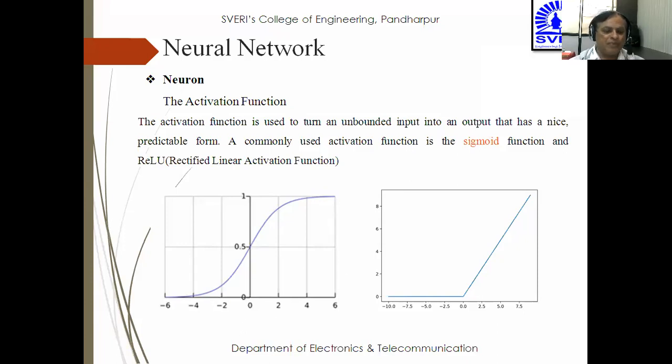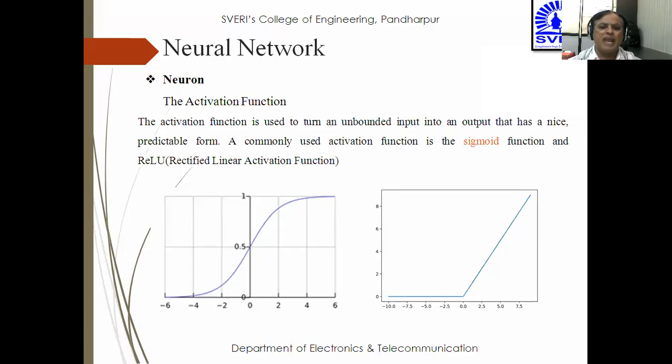So the activation function is used to turn an unbound input into an output that has a nice predictable form. So what it is actually doing is turning an unbounded input into a bounded output that has a nice and predictable form. ये काम है activation function का.